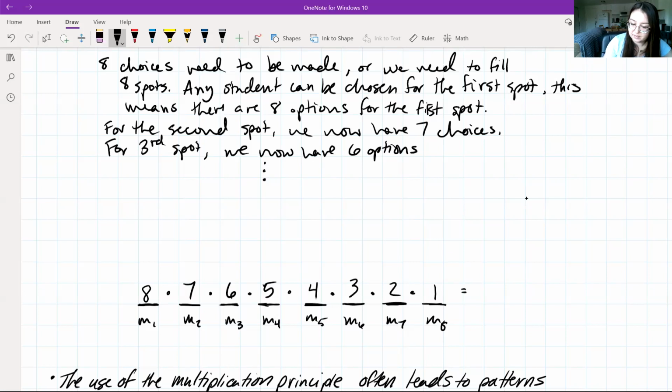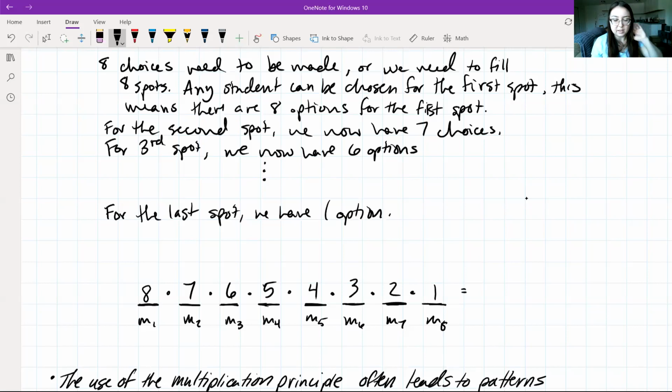So we can just fill in our last one. So for the last spot, we have 1 option. So now we use our multiplication principle to get this value, and we say we have 8 times 7 times 6 times 5 times 4 times 3 times 2 times 1. So we go from 8 all the way down to 1, and we just multiply these values together.